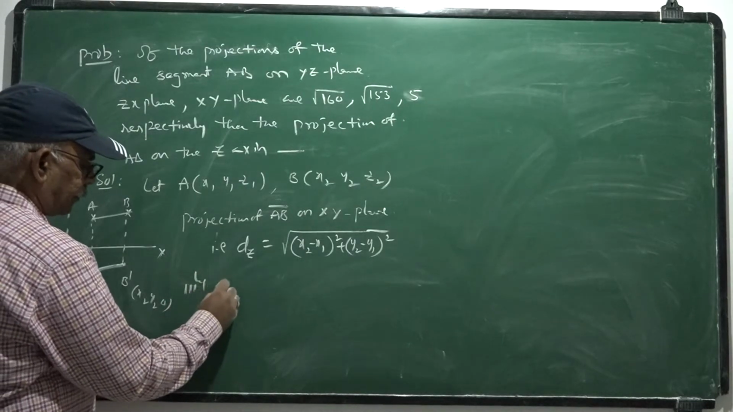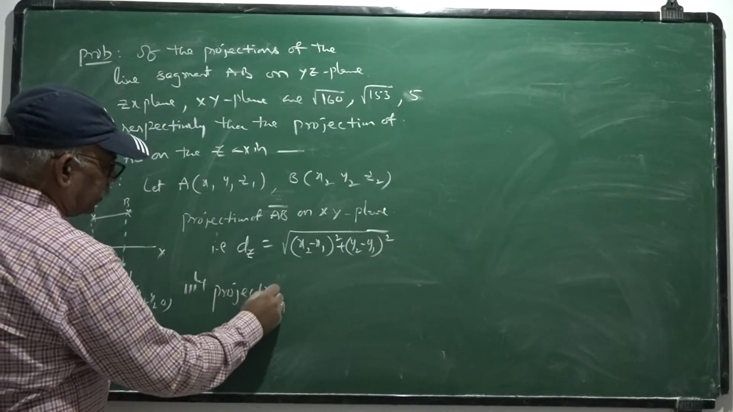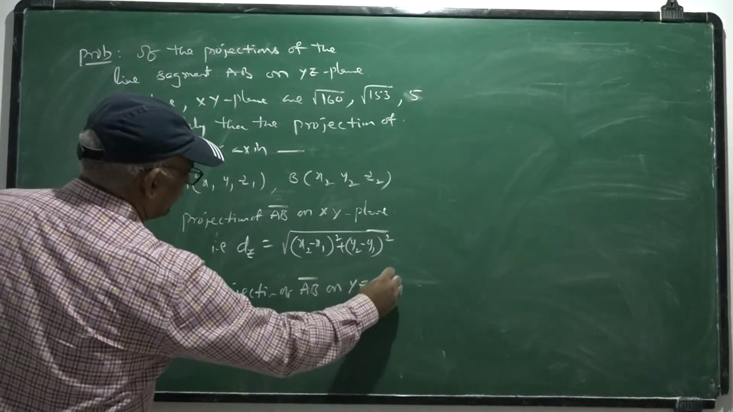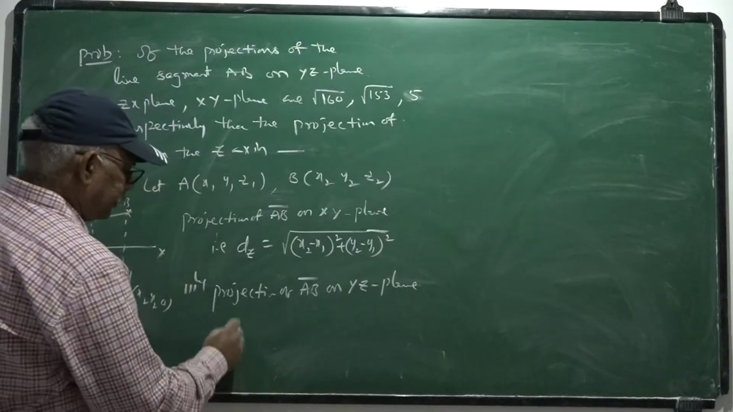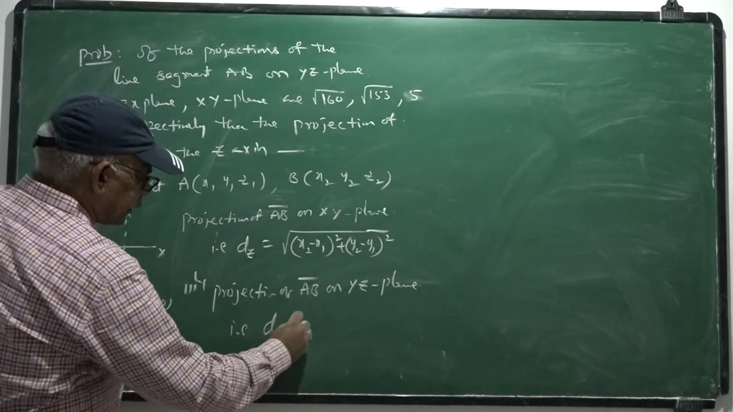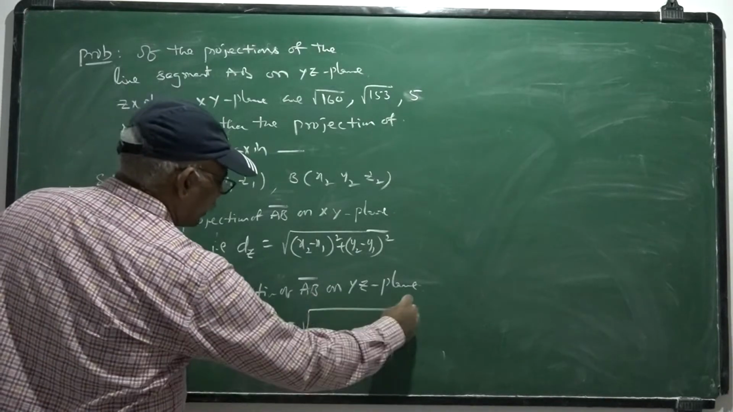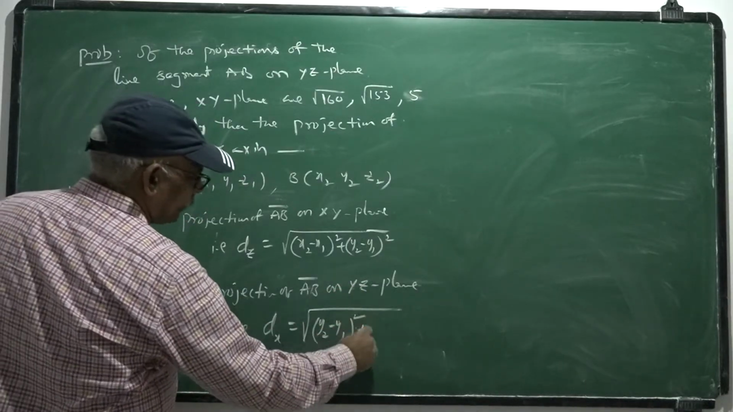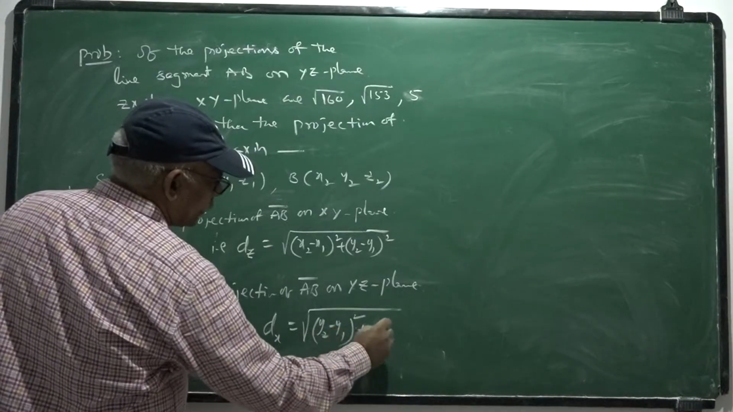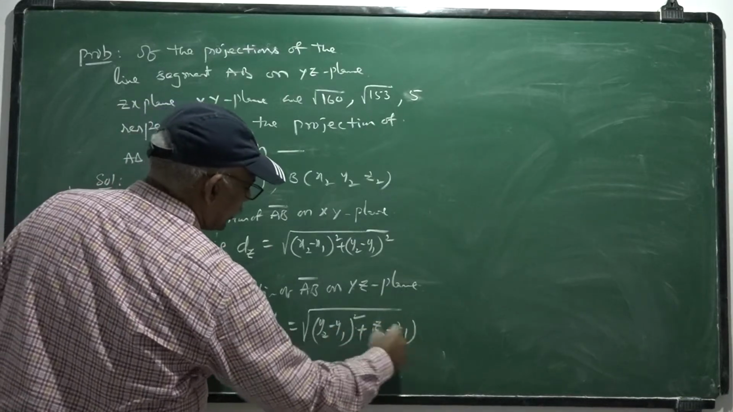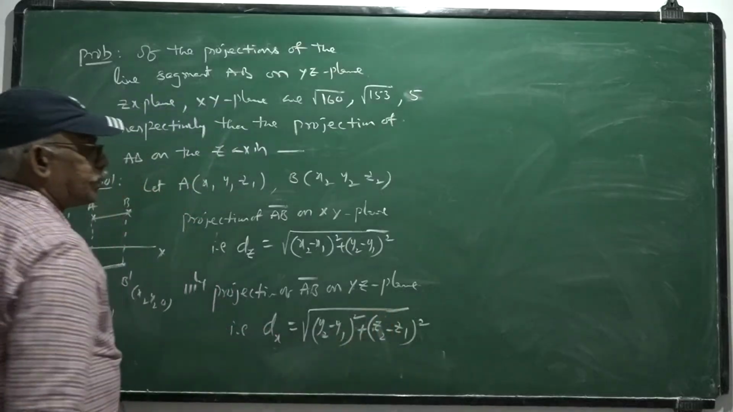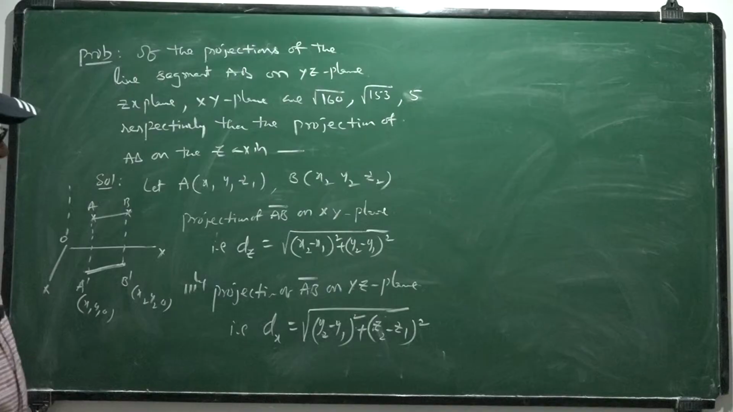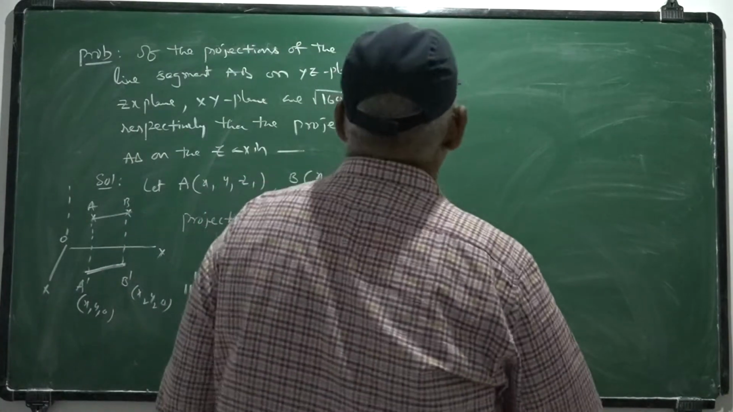Similarly, projection of AB, line segment AB on YZ plane, that is denoted by dx, is given by: on YZ plane x coordinate is 0. Hence, (y2 minus y1) whole square plus (z2 minus z1) whole square, the distance between the points in which x coordinates are 0. Similarly, projection of AB on ZX plane.